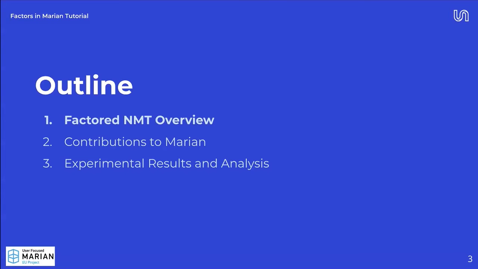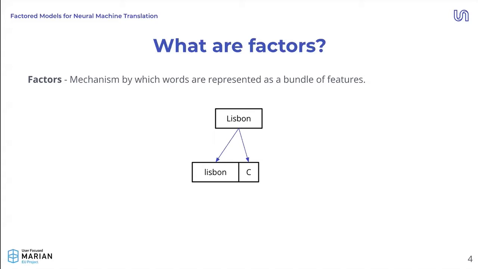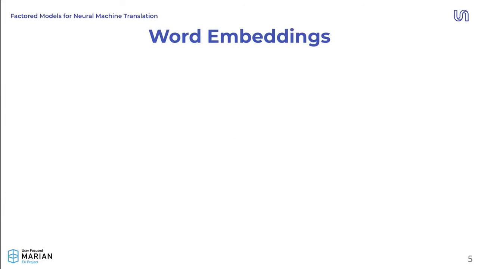So let's start by giving a background regarding what factors are. Factors are a mechanism by which words are represented as a bundle of features. Imagine that you have the word Lisbon, for example. You could represent the word Lisbon in lowercase, and if for some reason you want to encode the casing information into a factor, you would have not only the token Lisbon, but also another token, a capital C, that would indicate that the word was capitalized. We could also use another factor to say that Lisbon is a noun, for example. The first factor, the word, we always call lemma, and the remaining ones we call simply factors.